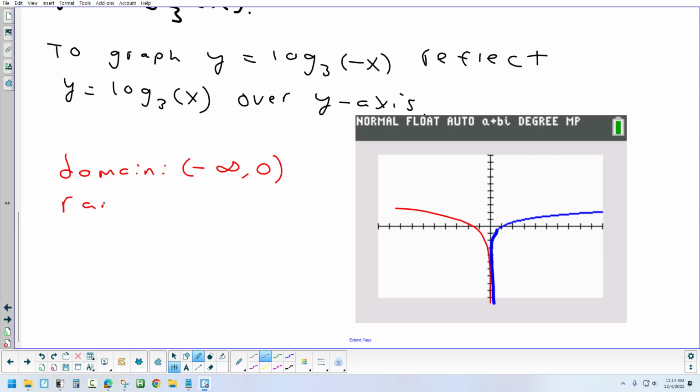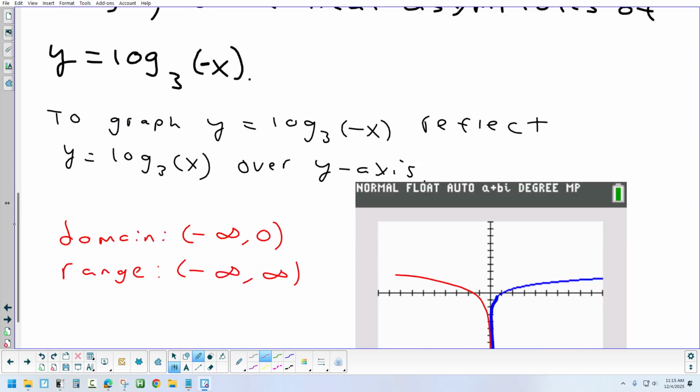How about the range? Again, looking at the red one, that's the reflection. Yep. All real numbers. You can't change the range of a log. It's always all real numbers. Doesn't matter how you stretch, flip, or reflect. It's always all real numbers. And what's the other thing they want to know? Vertical asymptote.